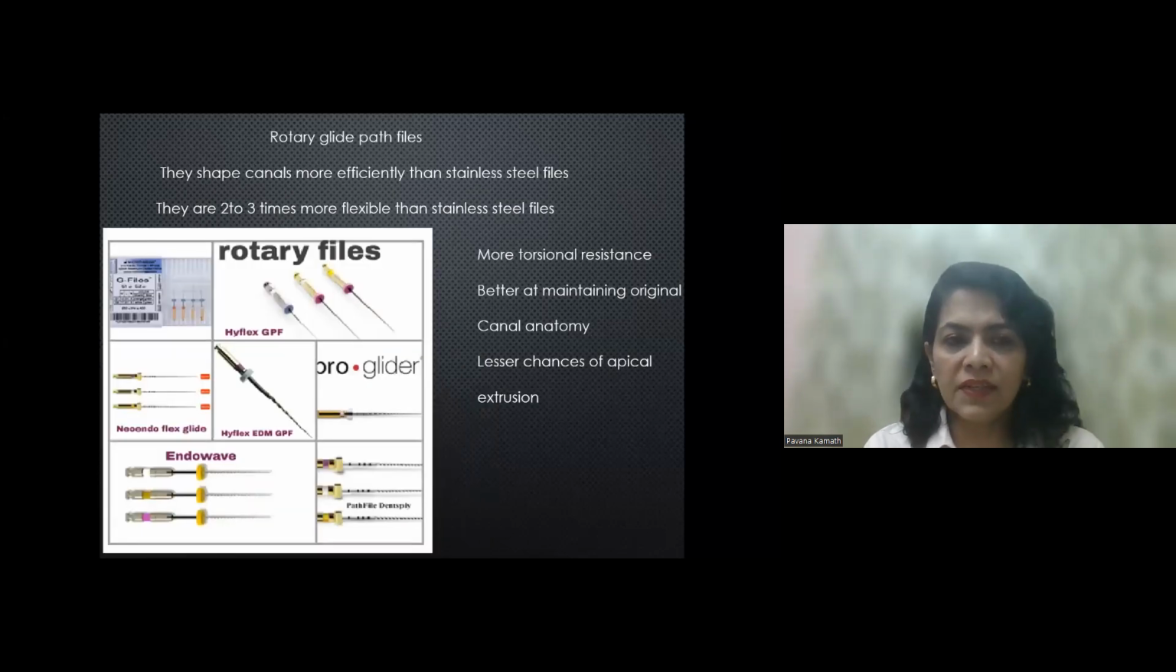Rotary glide path files. There are numerous rotary glide path file systems available in the market, and they're 2 to 3 times more flexible than your stainless steel files. They have more torsional resistance. They are better at maintaining the original canal anatomy, and there is lesser chance of apical extrusion. And they use the same reciprocal motion.